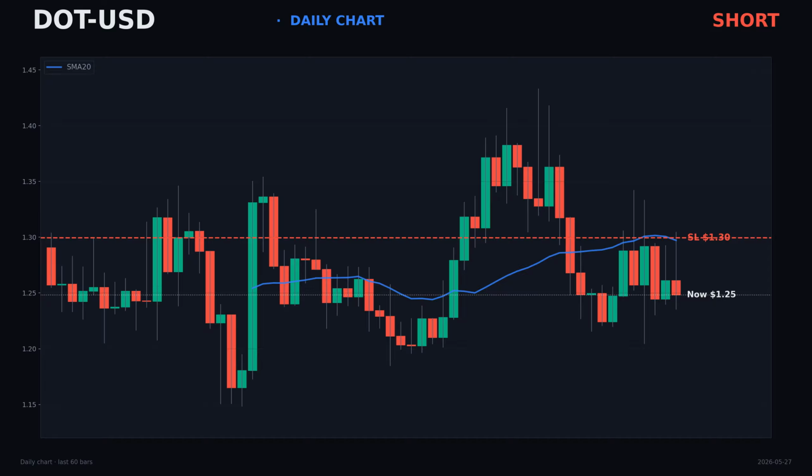You can see the dotted lines on the chart. Green is our TP at 0.87. Red is our SL at 1.30. Those are the two numbers that matter most in this whole video.